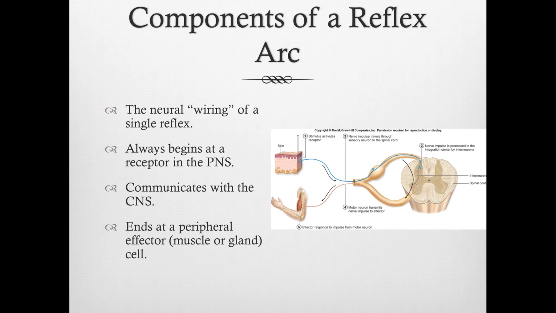Okay, so in order to talk about this meaningfully, we need to break down the components of a reflex arc, right? So this arc means basically we're talking about the wiring. So starting with the receptor all the way through that sensory neuron, and then going out into the motor neuron for response out to the effector. This is the pathway, the arc, so to speak. This is the neural wiring of that single reflex.